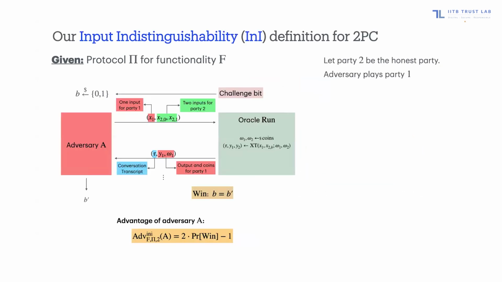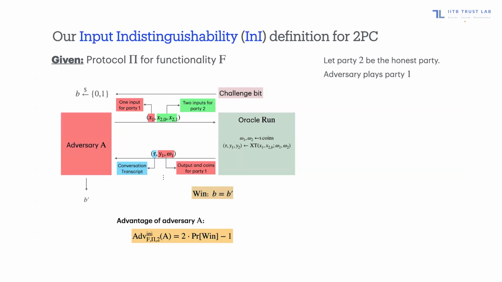So this is a pictorial representation of our input indistinguishability definition. Again, the game first selects a challenge bit B. Adversary A has access to a run oracle. It sends a 3-tuple to the run oracle. In this example, I would be using party 2 as the honest party and party 1 as the adversary party. So here we have one input for party 1 and 2 inputs for party 2, which is the honest party. Adversary A uses this to query the run oracle.